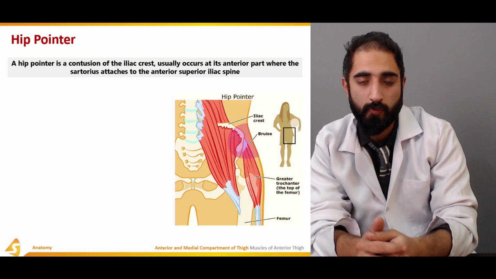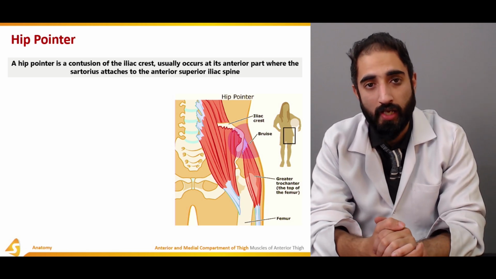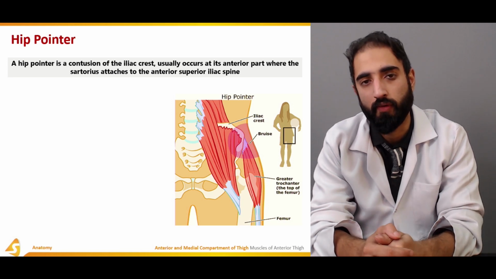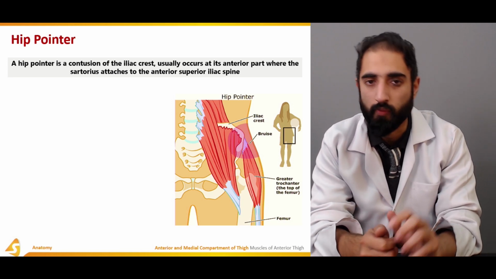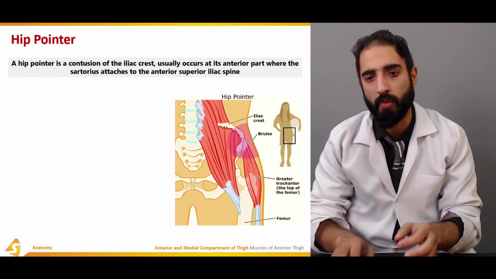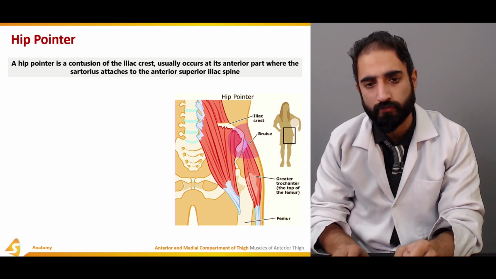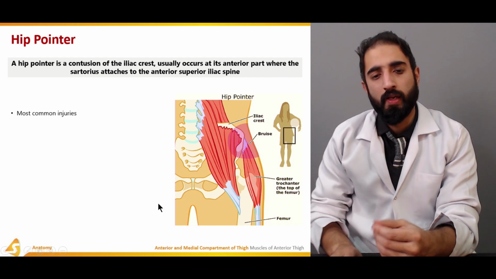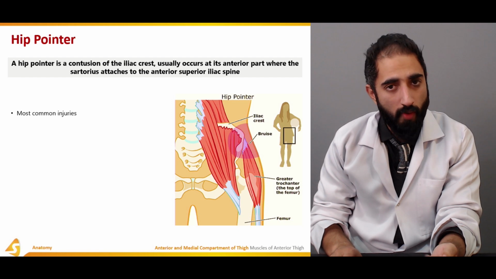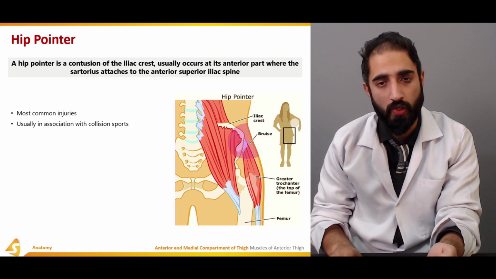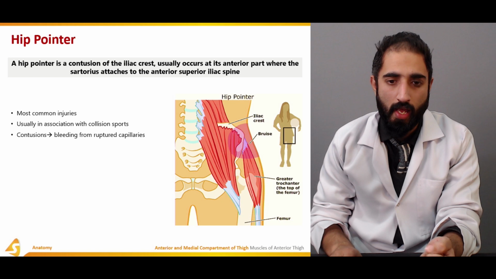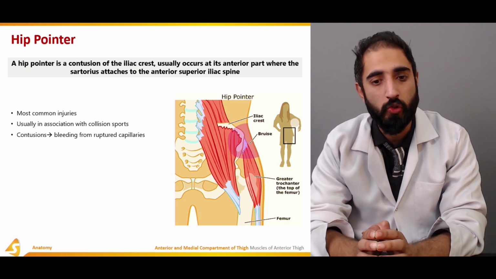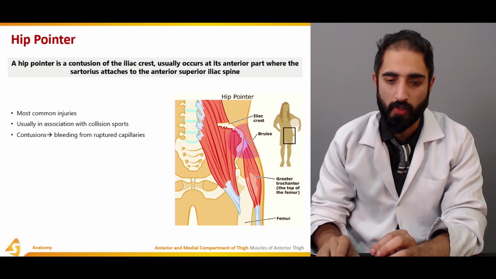But it can also occur at a little bit more superior aspect where the iliacus attaches to the iliac fossa and the iliac crest, and it can also occur at the level of the anterior inferior iliac spine where the rectus femoris attaches. But the most common is the anterior superior iliac spine where the sartorius is attached. As I already mentioned, it is one of the most common injuries in contact sports, also known as collision sports.